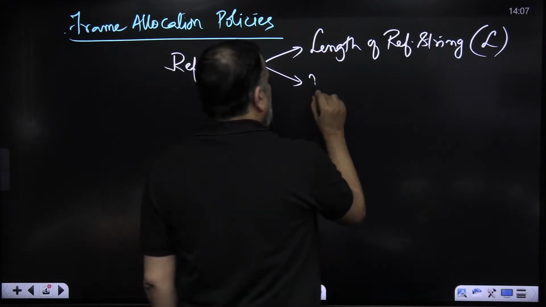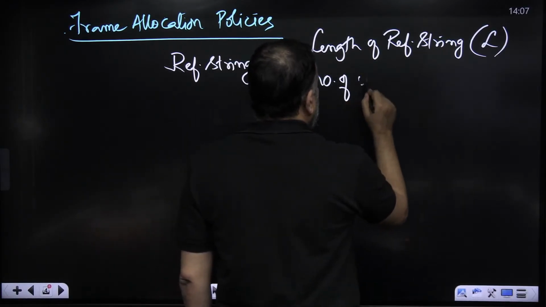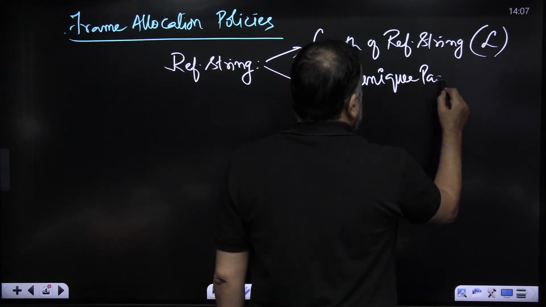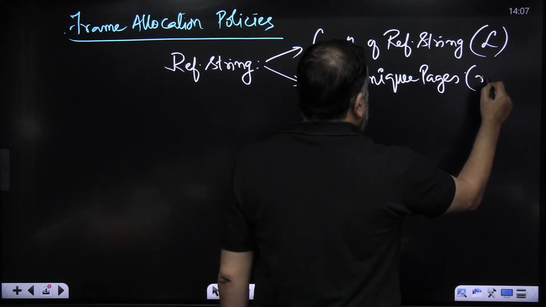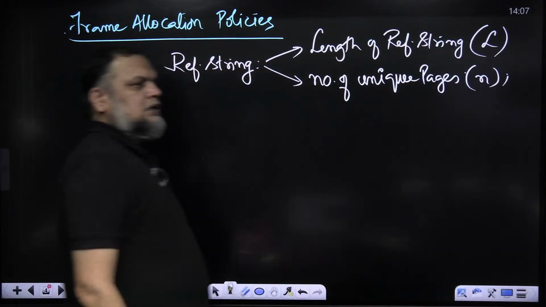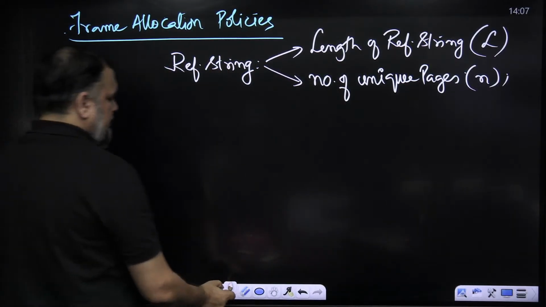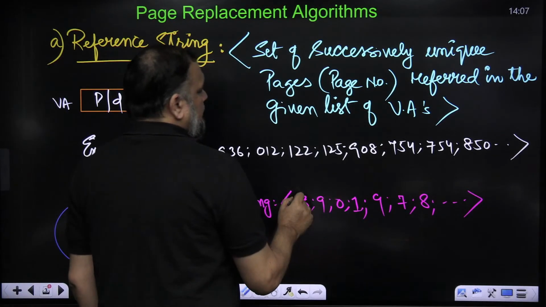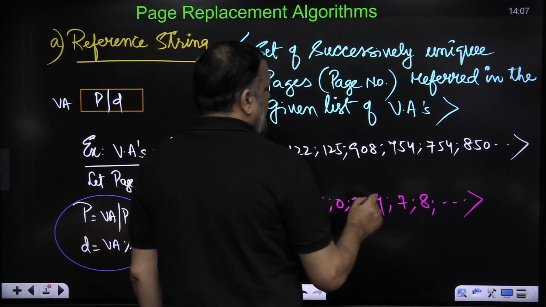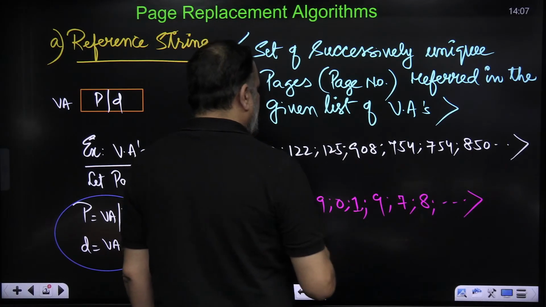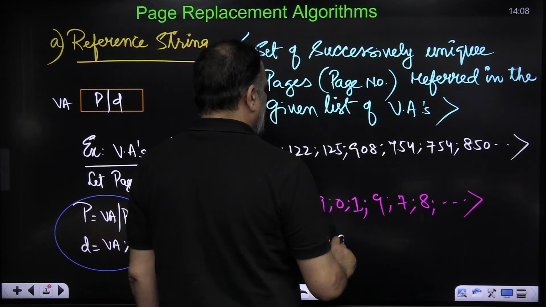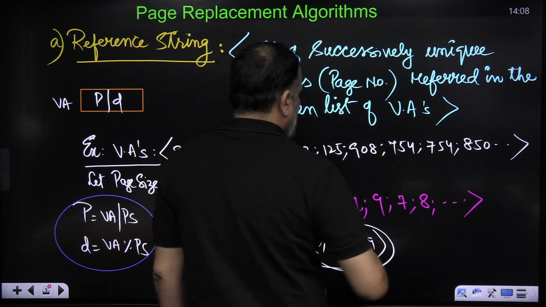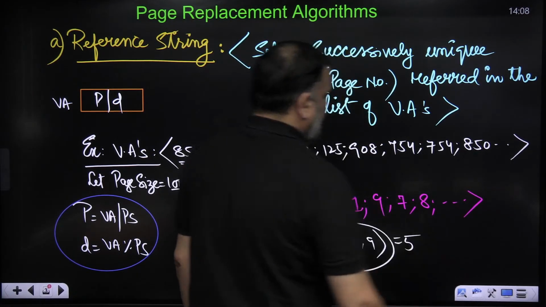Second important parameter is number of unique pages in reference string. We denote it as N, let us say. जैसे कि for example, for the previous example का अगर आप देखो, here the length of reference string is 1, 2, 3, 4, 5, 6, 7. Number of unique pages क्या है? 0, 1, 7, 8, 9. These are the number of unique pages. So 5 unique pages.